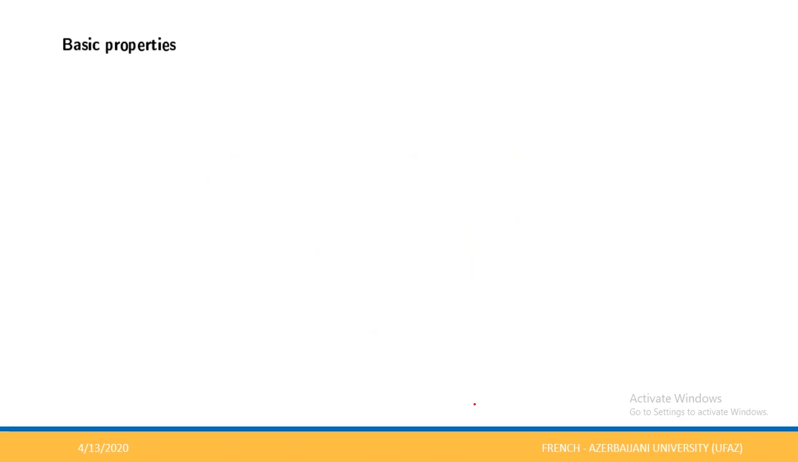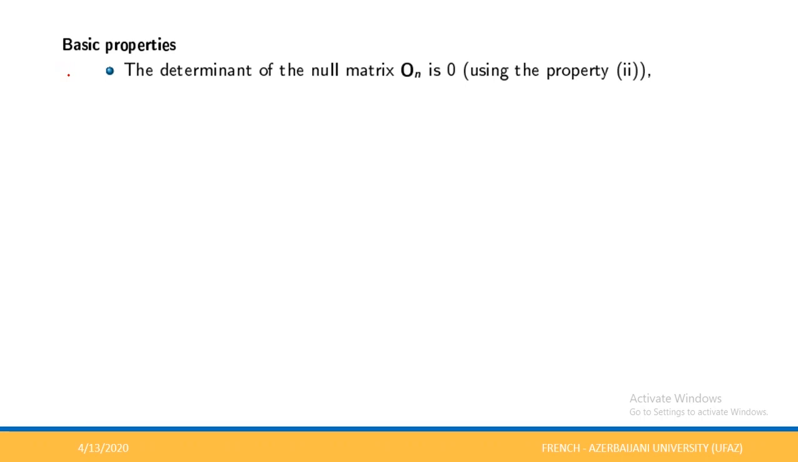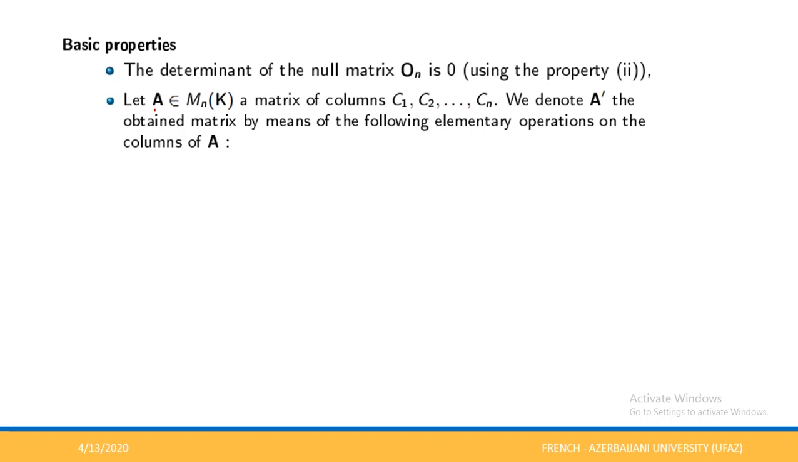Let's look at the basic properties of the determinants. The determinant of a null matrix is zero because the null matrix has similar columns. Suppose that A is an n times n matrix and C1, C2, and Cn are the columns of this matrix. We denote by A prime the matrix obtained by means of the following elementary operations on the columns of A. First one, we multiply the ith column of the matrix by lambda. Here lambda is different from zero. Then the determinant of A prime will be lambda times the determinant of A.